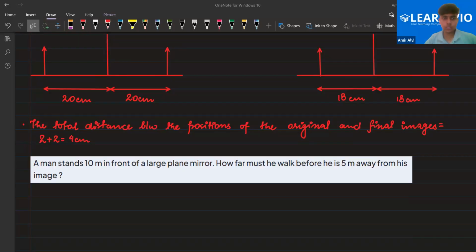After this class, we'll be having an assessment based on the plane mirror, okay? So please go and check out the assessment after this class, okay, everyone? Okay, Umair, okay. Safia, answer.